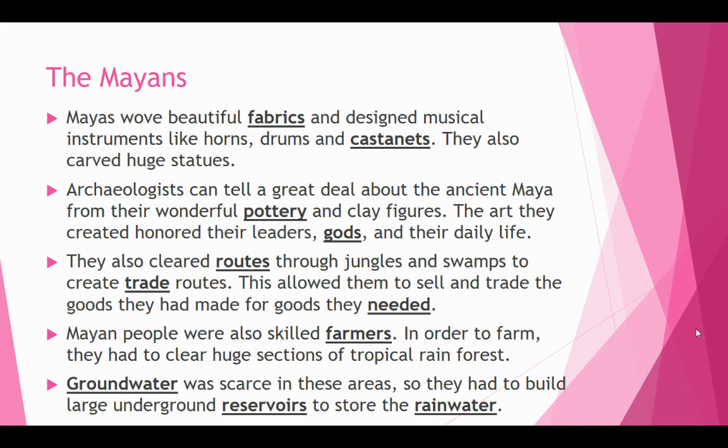Mayan people were also skilled farmers. In order to farm, they had to clear huge sections of tropical rainforest. Groundwater was scarce in these areas, so they had to build large underground reservoirs to store rainwater. They also began to use terracing, where they leveled their farmland into the mountainside, so they would have different levels in the mountains for different crops.